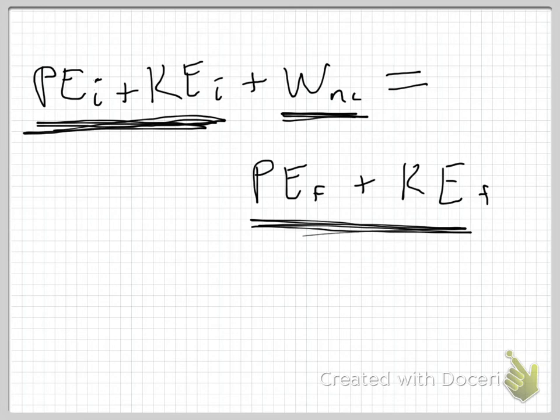Notice this is positive, right? I've got a plus sign here. I'm adding the work due to non-conservative forces. But remember, that work itself could be negative. So I could be adding a negative, which would represent energy leaving the system. If that work is positive, that represents energy going into the system.